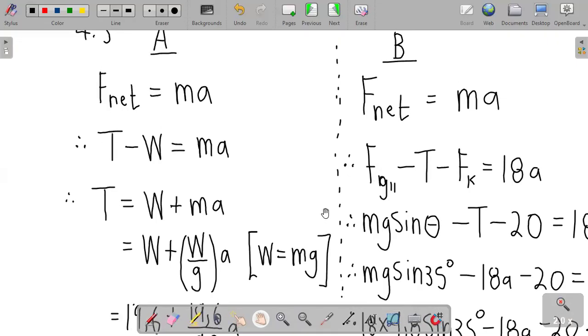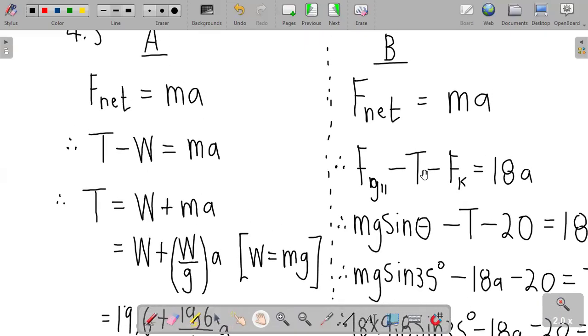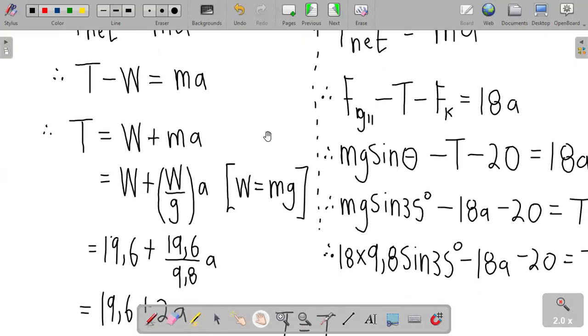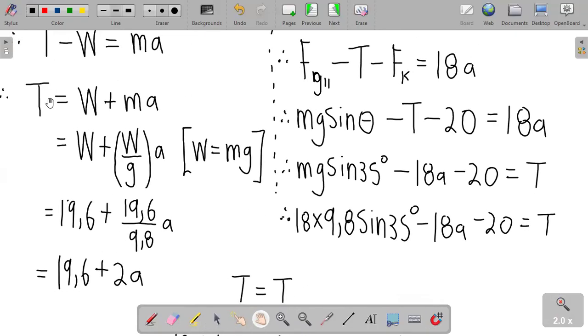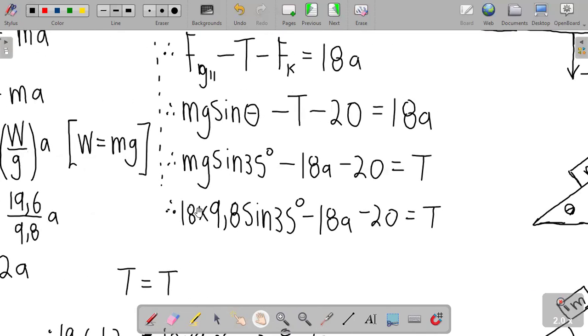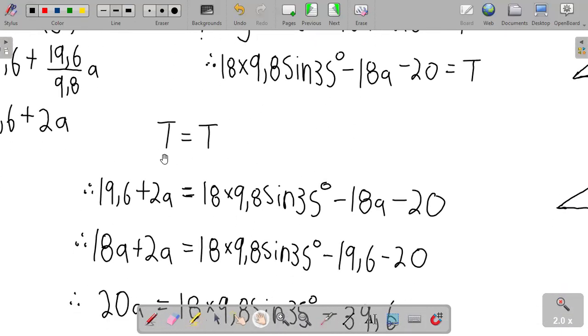Okay. You had to see that in order to find A, we don't have tension on both sides. We don't have tension for B and we don't have tension for A. So what we can do is make tension the subject on both sides. So tension is the subject here on A, and tension is also the subject on B. And then the two tensions are equal to each other because they are connected by the same string.